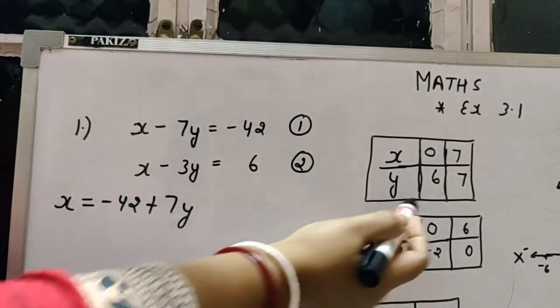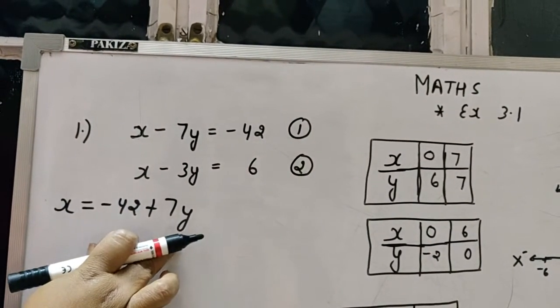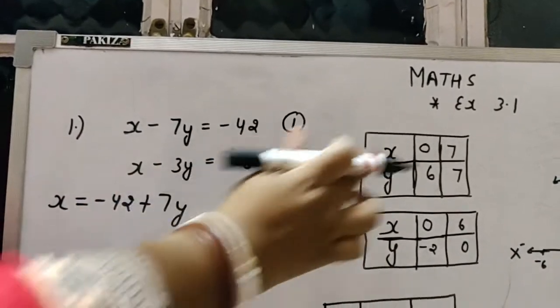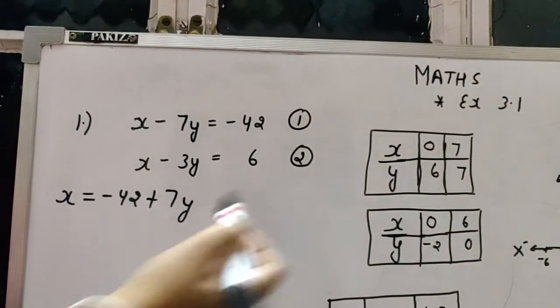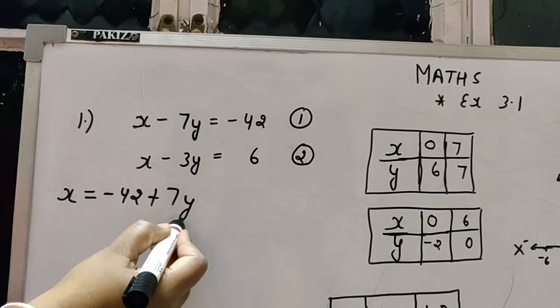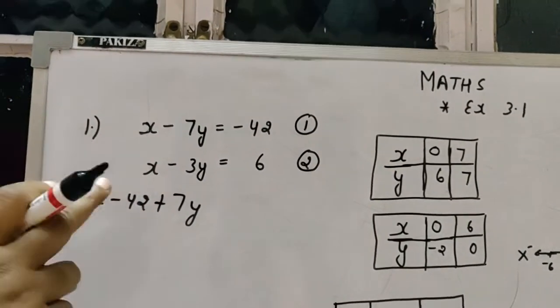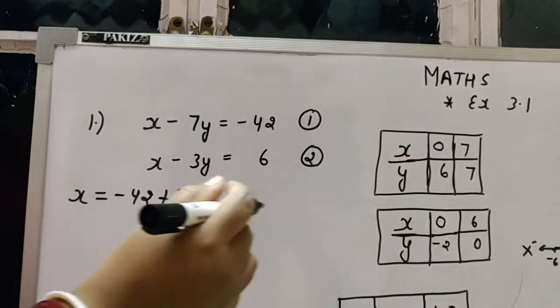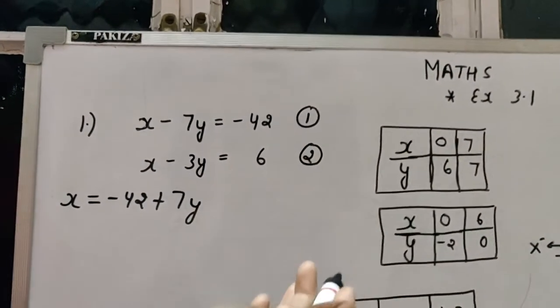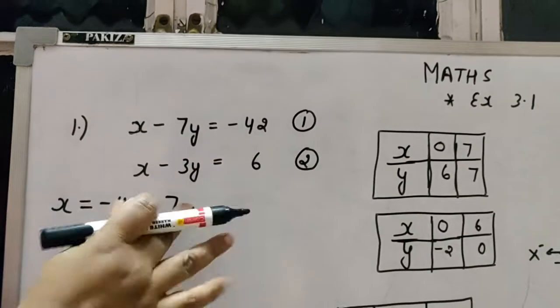For example, if you put y is equal to 6, then minus 42 plus 42, so x will come 0. Then you can put y is equal to 7. If you put y is equal to 7, you will get x is equal to 7. So at least minimum 2 solutions are compulsory. Most of the time people find 3, but minimum 2 solutions are compulsory, correct?